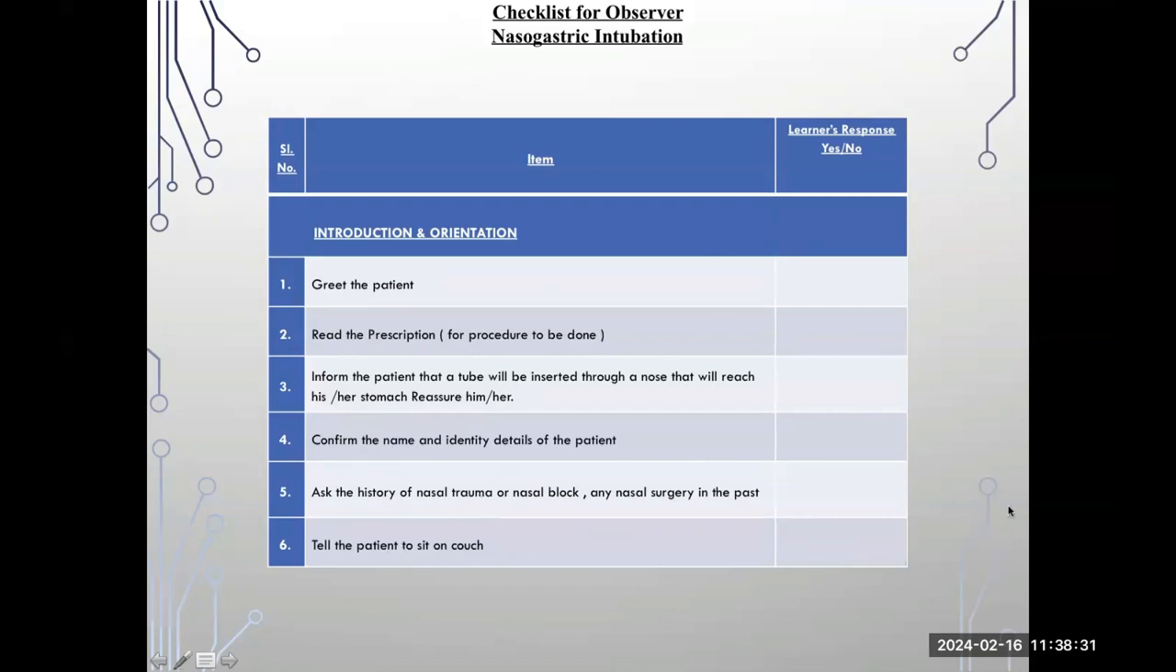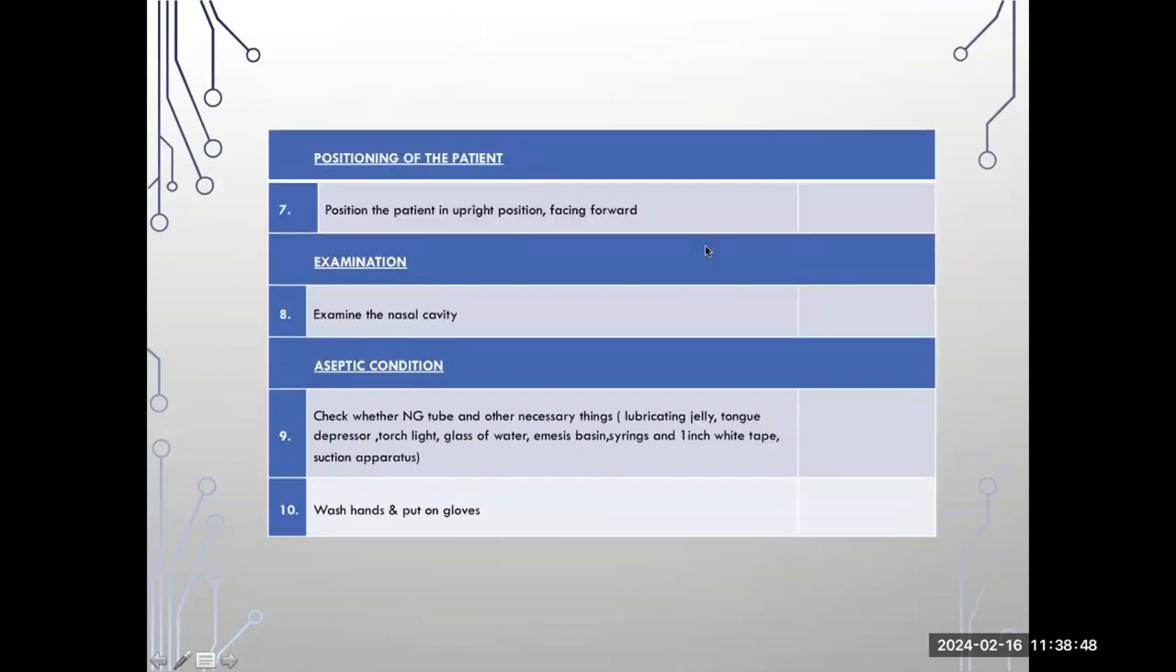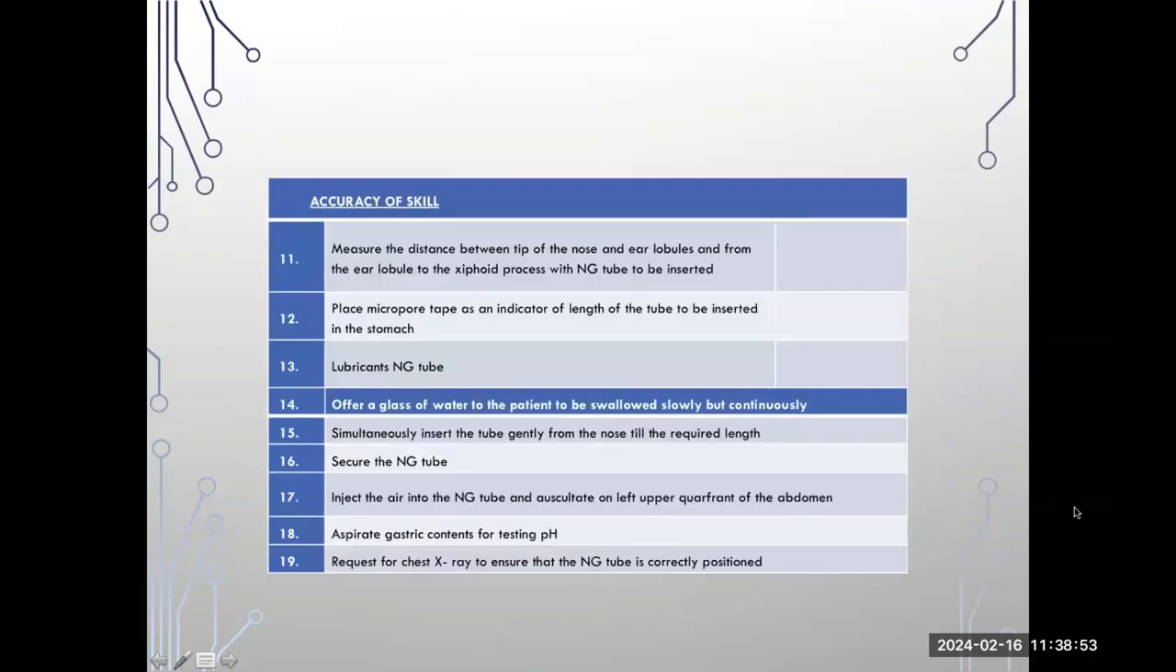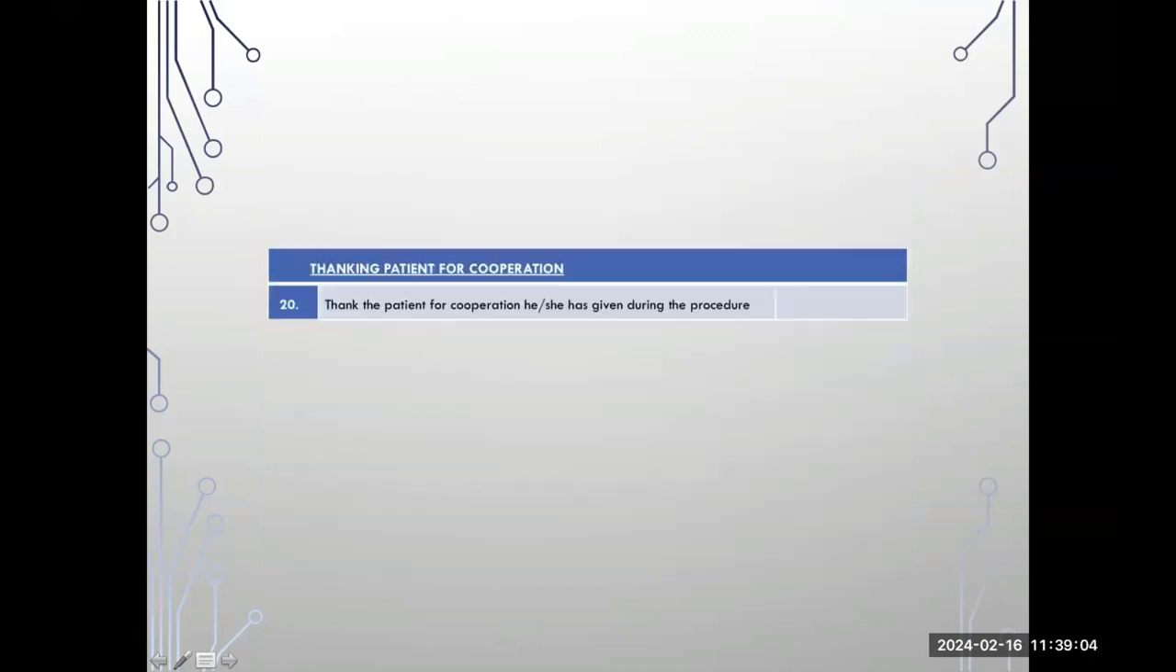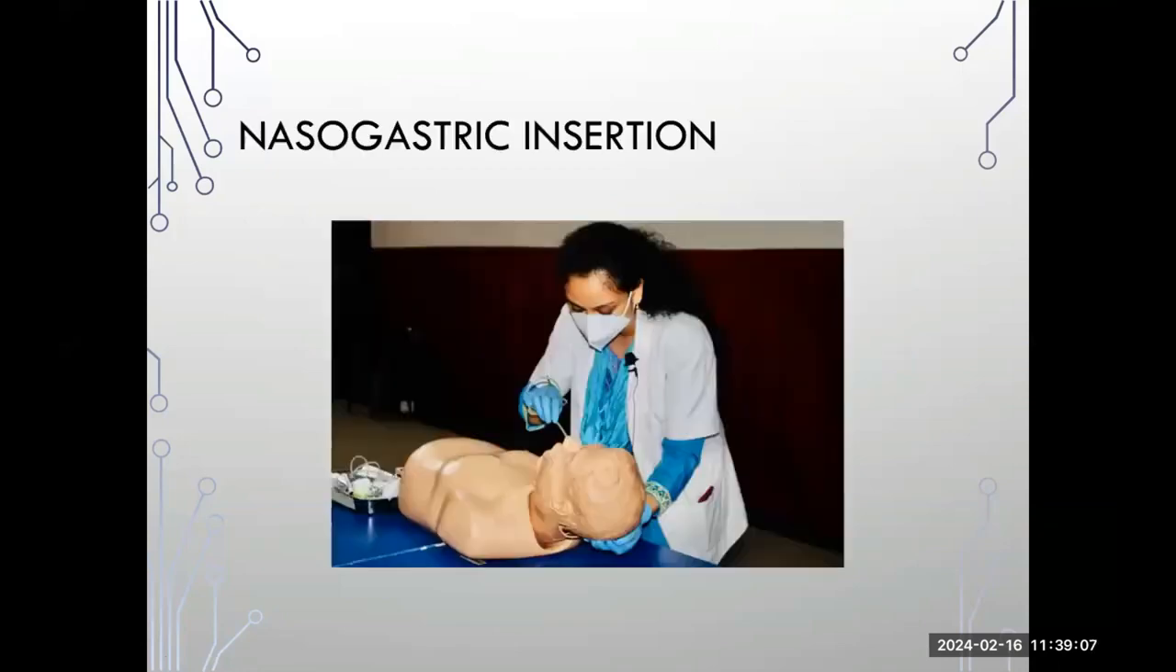So we can give marks to the total of this full subheading, introduction and orientation, as 5 or 6 marks, or we can individually break them down and see whether each step is being performed correctly. Then positioning of the patient, examining the nasal cavity, whether asepsis is being followed, accuracy of the skill with which the nasogastric tube is being inserted, offering the patient to swallow slowly, thanking the patient for cooperation, and checking the nasogastric tube. I was explaining this to my students on a mannequin for nasogastric tube insertion.